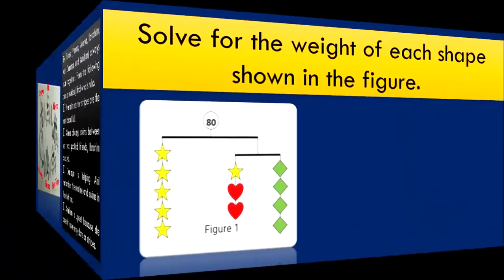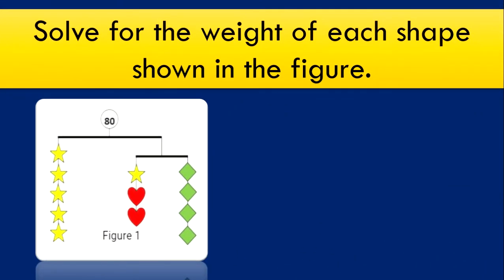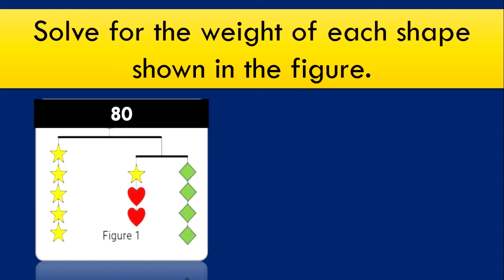Okay, and another one, aside from naming of fishes, we also have this type of problem. Actually, we encounter this mostly on Facebook, in our social media. We solve for the weight of each shape that is shown in the figure. So given that the total weight is 80, find the value of the star, the heart, and the diamond.